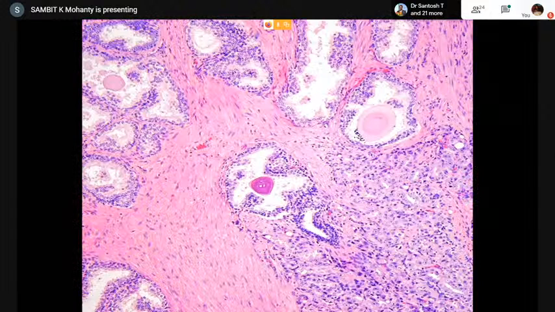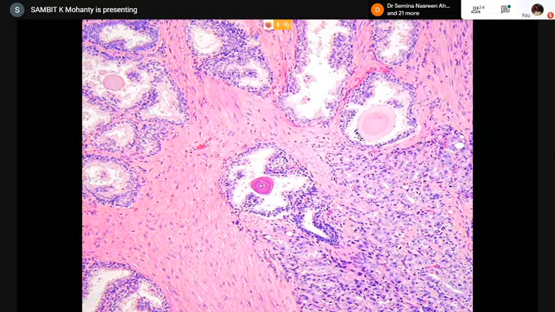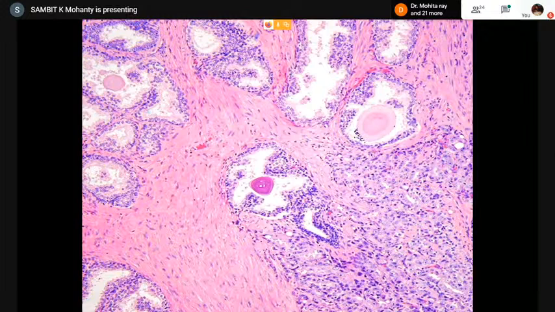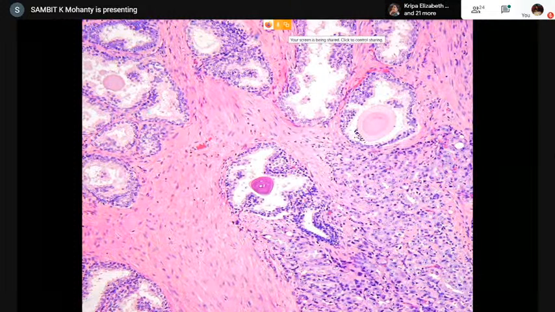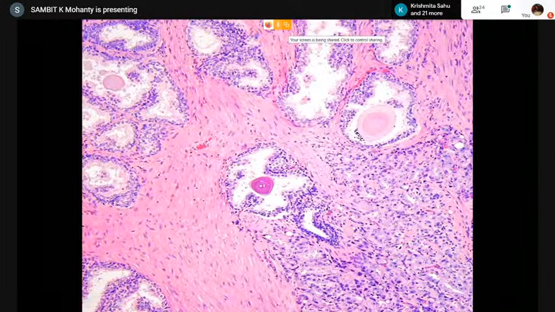And what is happening here, if you see, the malignant glands look paler, lighter or less basophilic as compared to the benign glands. If you see here, the benign glands look darker, more basophilic, and the malignant glands look more gray. They look gray. And they have nucleoli and monomorphic nuclei.